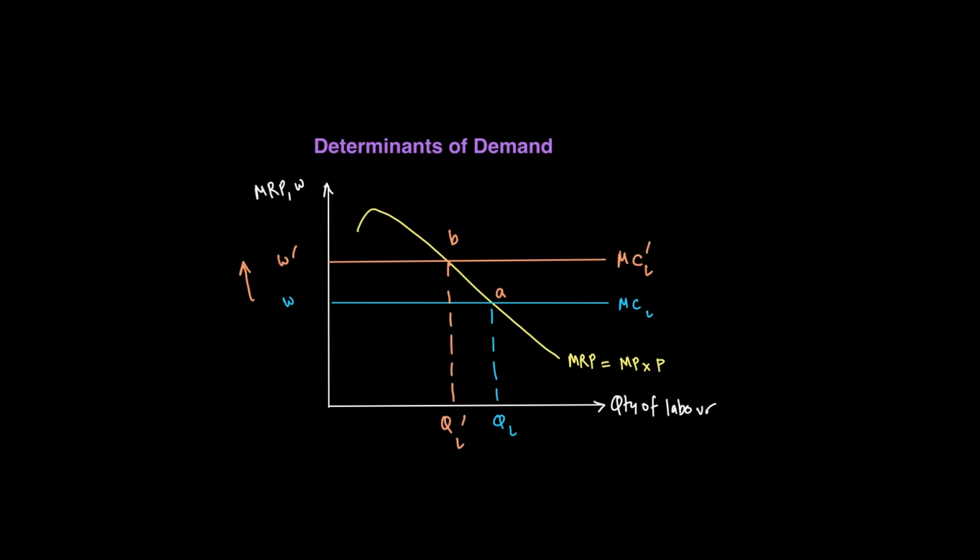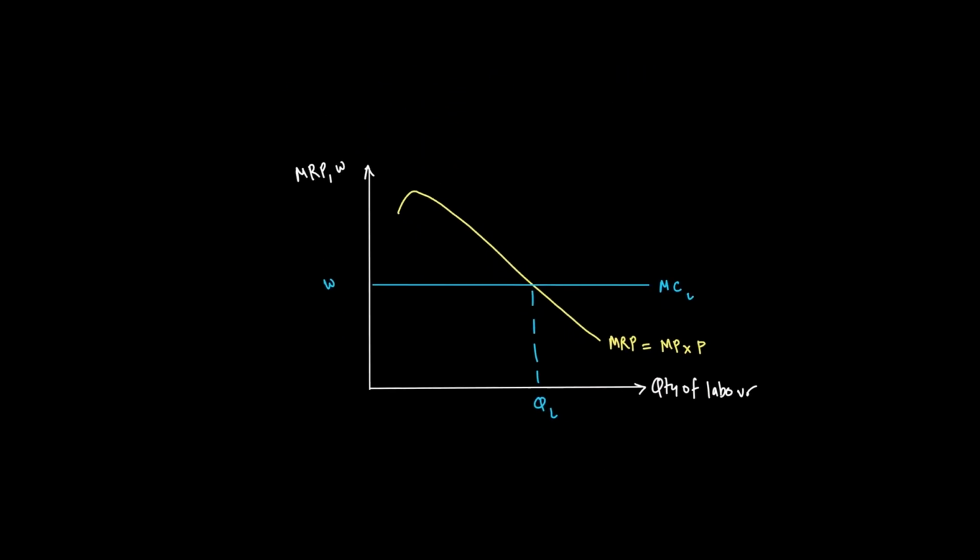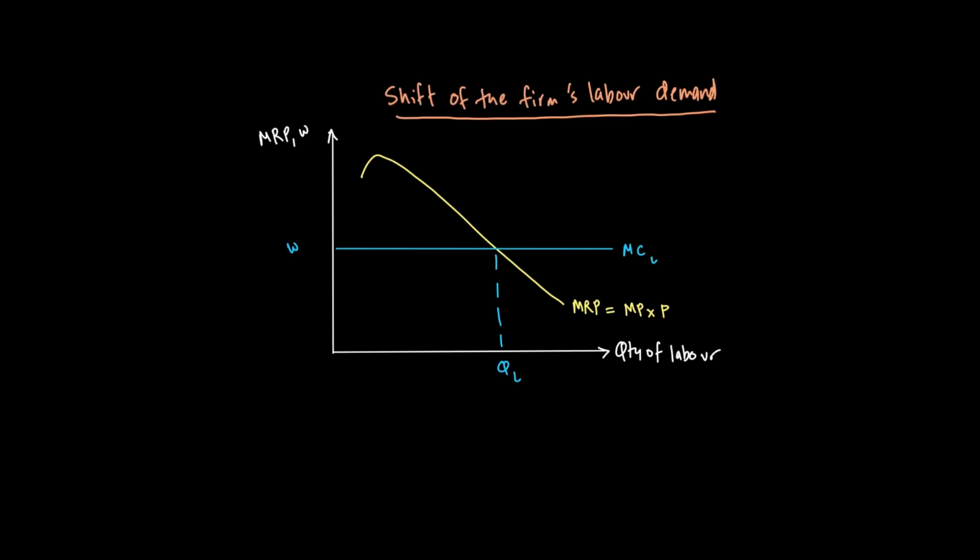We say that the shift of the demand curve can happen if there's a change in MRP. We know this MRP is made up of two things. MRP is made up of MP and P. MP is the marginal physical product, or marginal product of labor. Anything that can change MP can change, for example, the MRP as well.